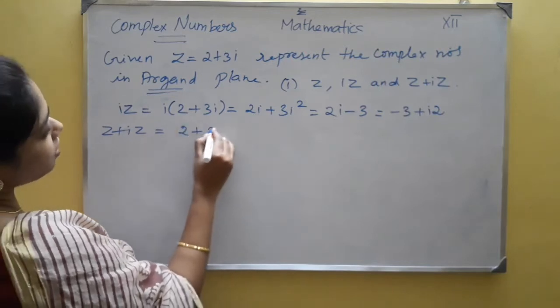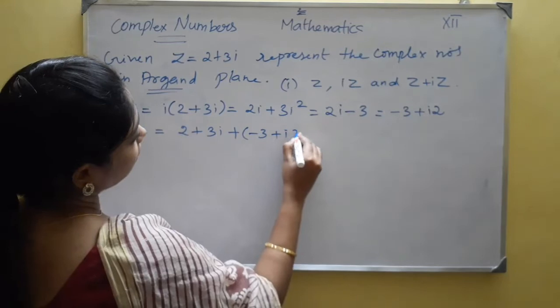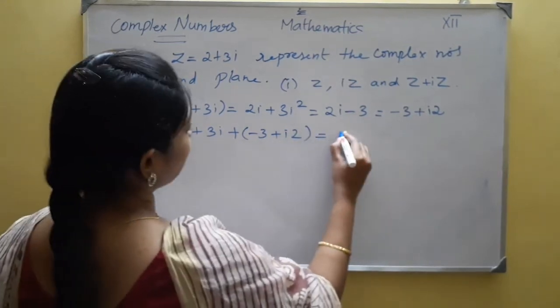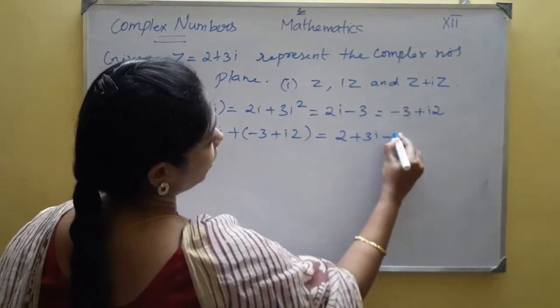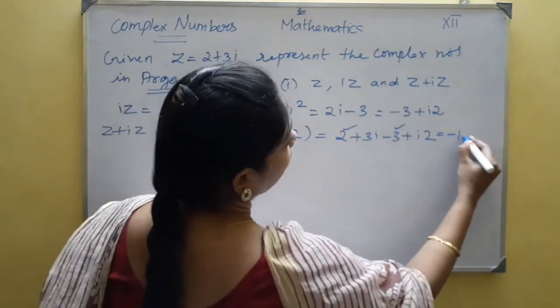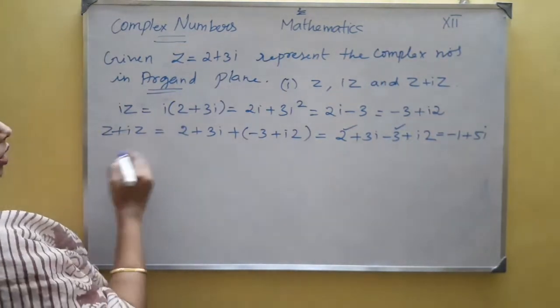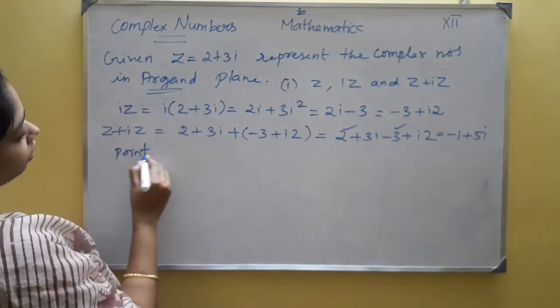Now what is z plus iz? Z value is 2 plus 3i plus iz value is minus 3 plus 2i. So this can be written as 2 plus 3i minus 3 plus 2i. What is the value here? Minus 1, and this is 5i. Okay. Now you need points now. What are the points supposed to be plotted?